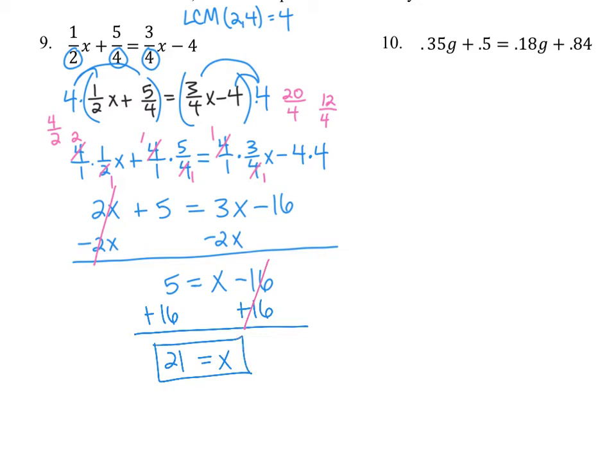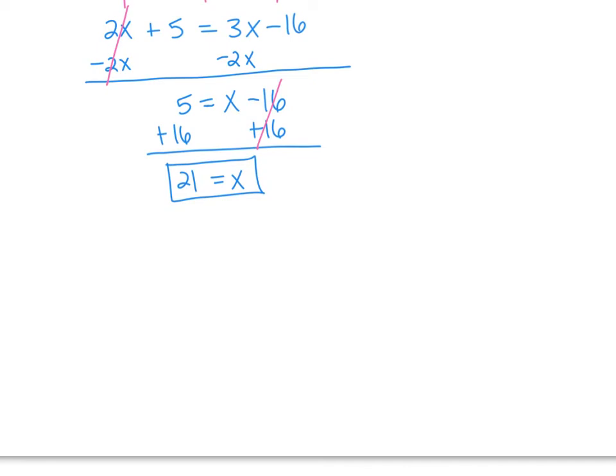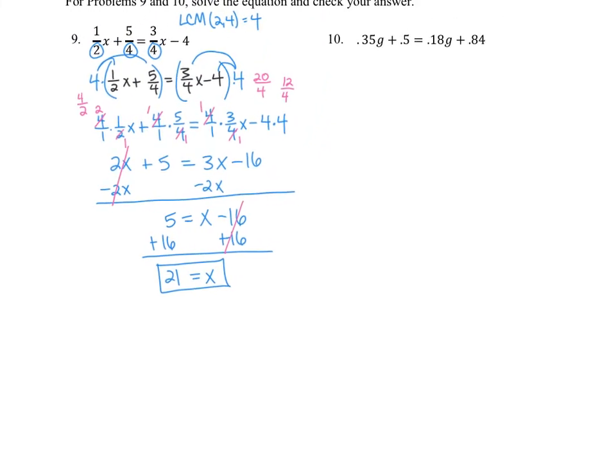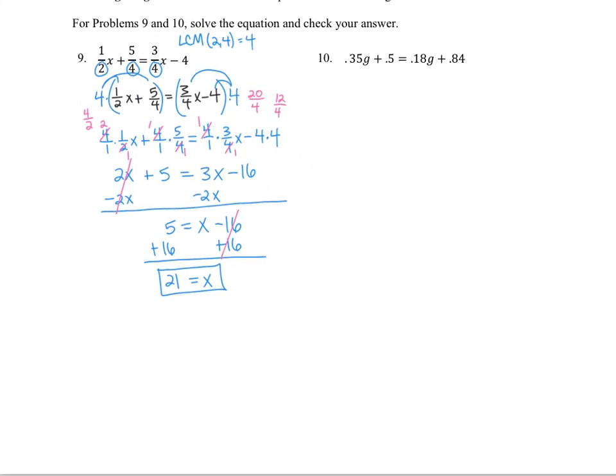Now we want to check that. So you have to plug it into the very original problem. You cannot plug it in here because we might have made a mistake from the original problem to here. So it always, always, always has to be the very original problem that you are checking in. So we want to do 1/2 times our x, which we're saying is 21. And I'm going to go ahead and write it as 21 over 1 since I'm multiplying it by a fraction.